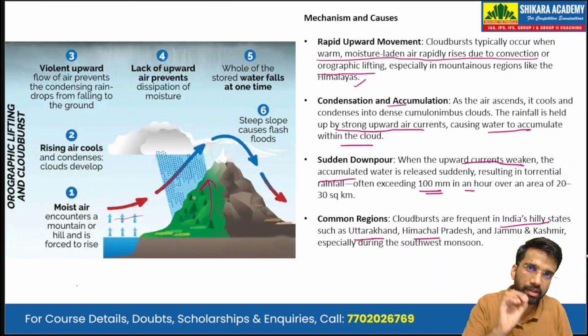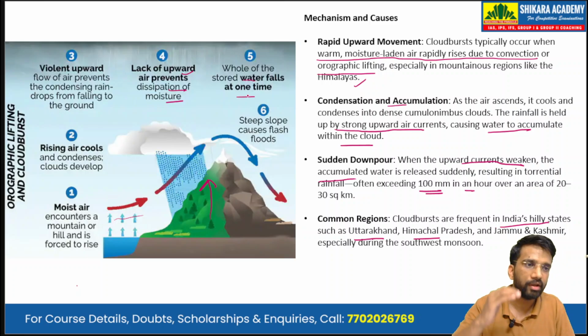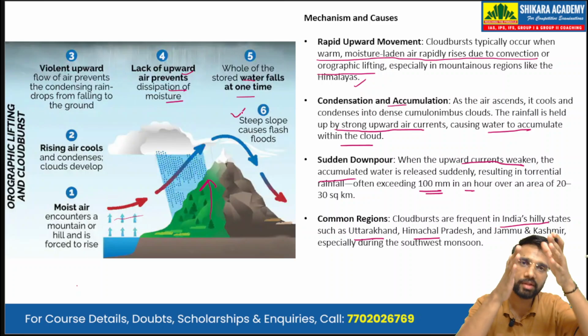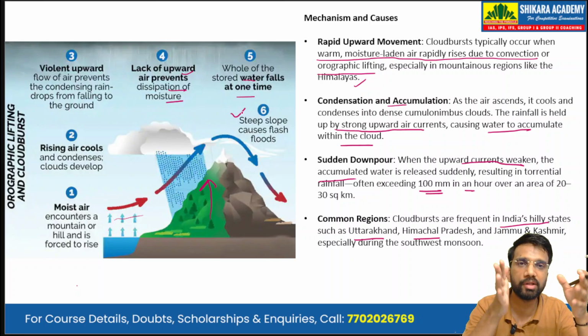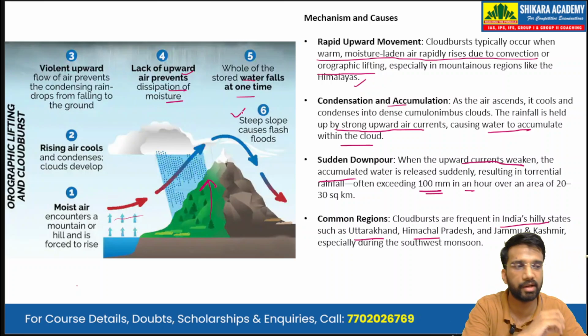But when this upward air weakens, the lack of upward air prevents the dissipation of moisture. The whole of the stored water falls at one time, and on steep slopes it causes flash floods as well as heavy erosion and landslides.